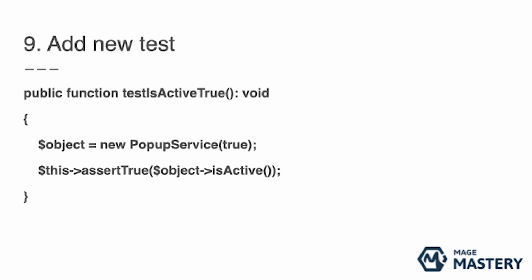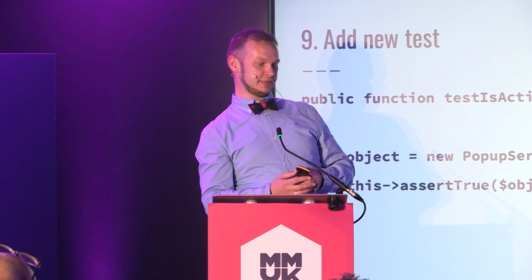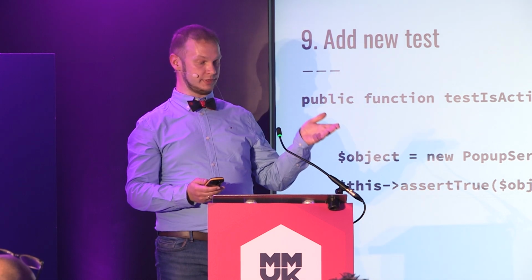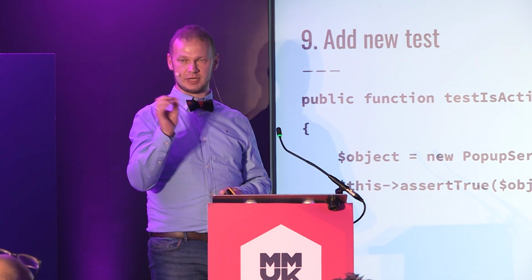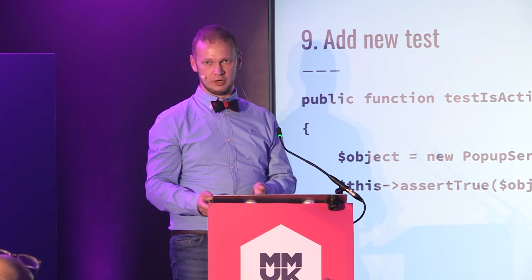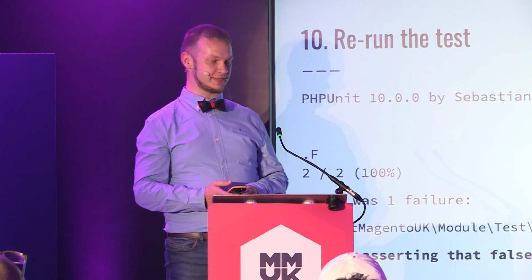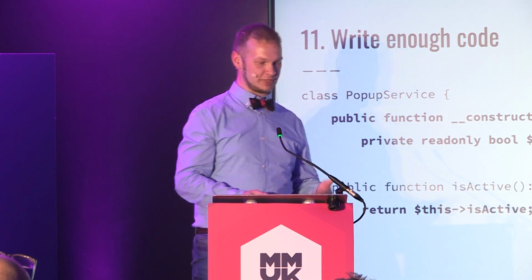What next? I would like to use the isActive method to return true. What I will do, I will create a new test case that is going to be called testIsActiveTrue. And I will instantiate a new instance of PopUpService and will pass true as a value. And I would expect that isActive will return true. Obviously, when I run this test, it will fail and will say that failed asserting that false is true because I haven't changed anything. And it's time for me to change my source code in order to pass the test.